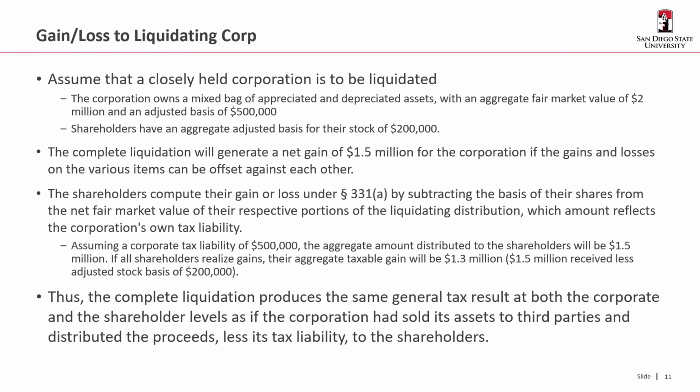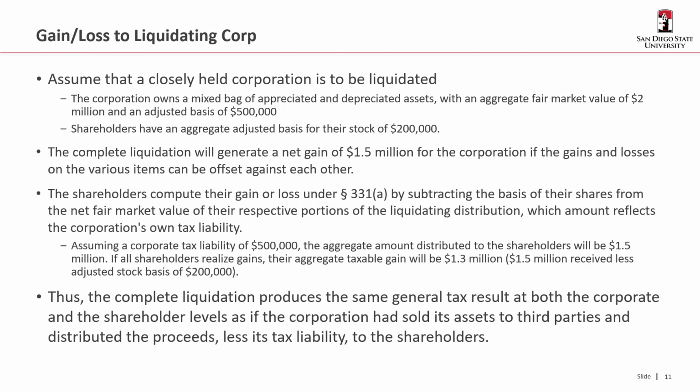Okay, so a lot on this screen. Let's assume that a closely held corporation is going to be liquidated. So this corporation owns a mixed bag of both appreciated and depreciated assets, with an aggregate fair market value of $2 million and an adjusted basis in all those assets of $500,000. And the shareholders collectively have an aggregate adjusted basis in their shares of $200,000. So what happens is a complete liquidation will generate a net gain of $1.5 million for the corporation.